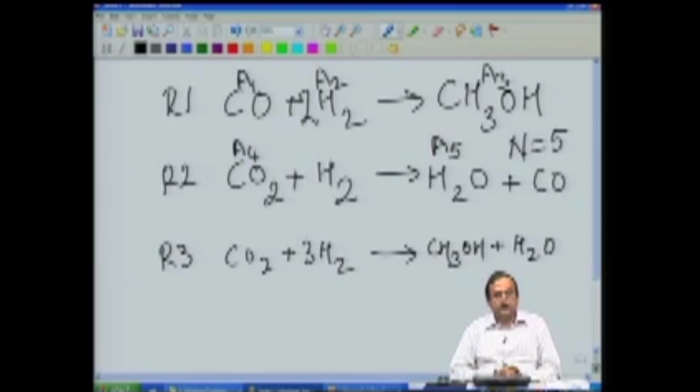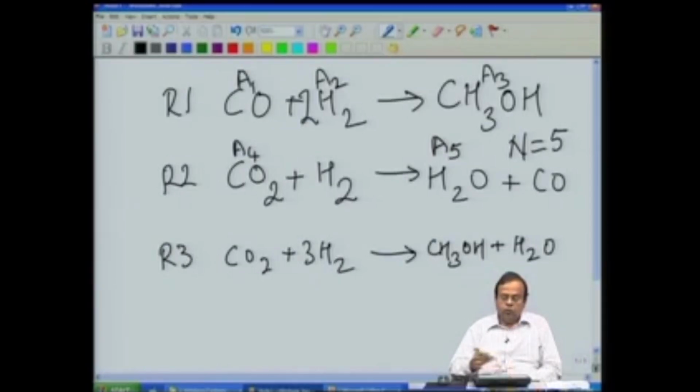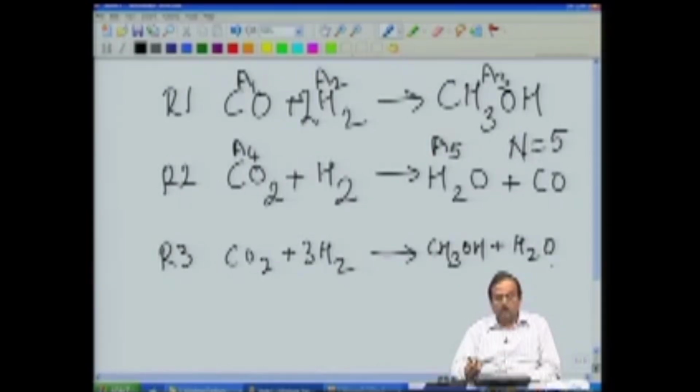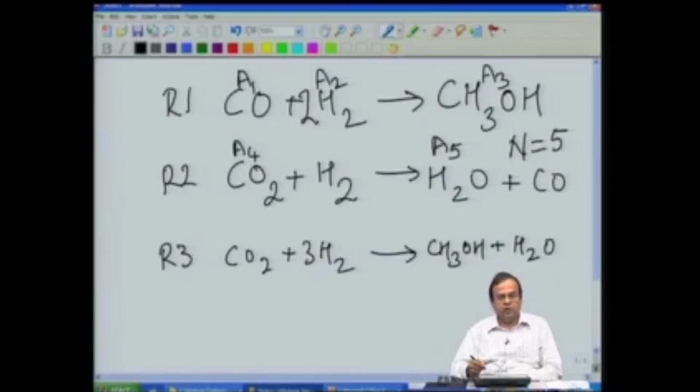The species are still 5, but now I have 3 reactions. I am going to write the third reaction, and you can think of many more reactions, or reactions in many different ways one can think of. Do we really need this third reaction?